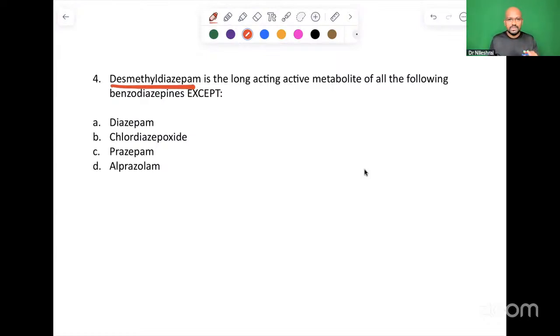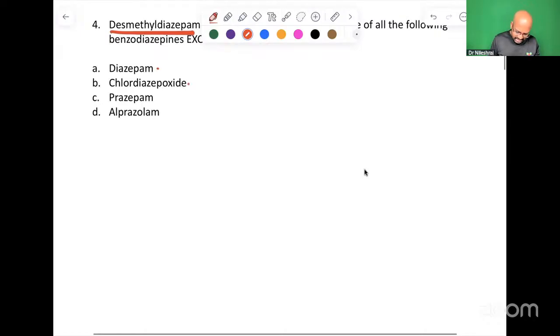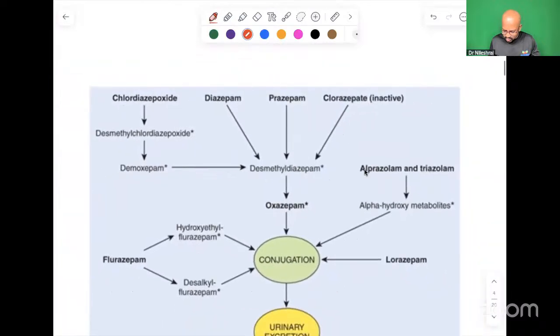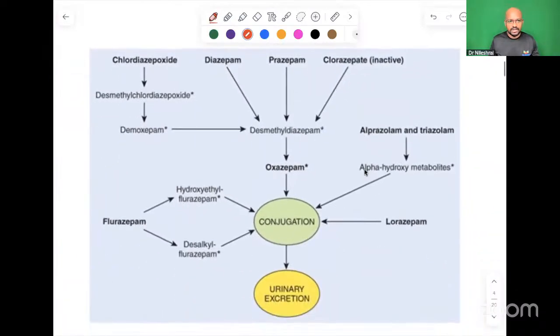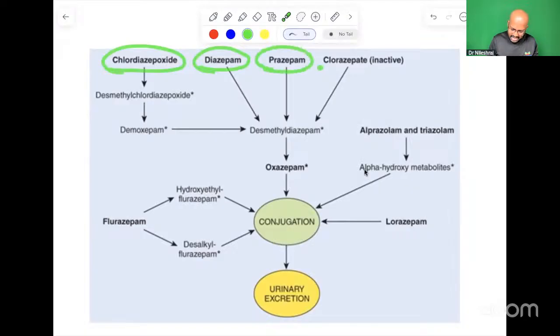And that PYQ is: which of the following is a longer acting drug, which of the following is a short acting drug. Well, that's what the PYQ asks. See, we have diazepam, chlordiazepoxide, prazepam, alprazolam. For understanding that, I'll be giving you an image which is taken from Katzung. As we can see over here, we have chlordiazepoxide, diazepam, prazepam, and clorazepate.